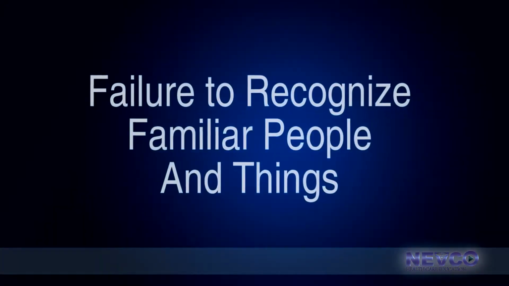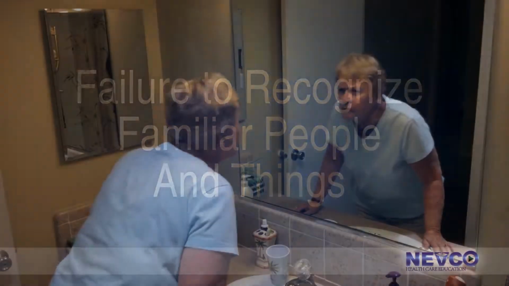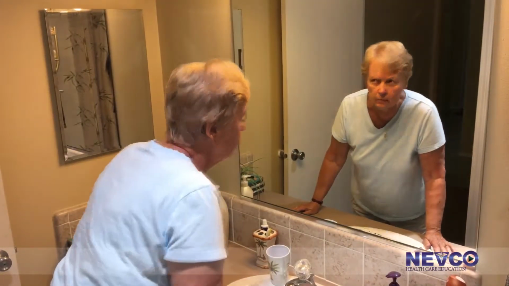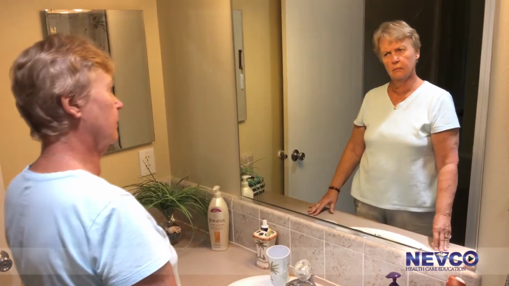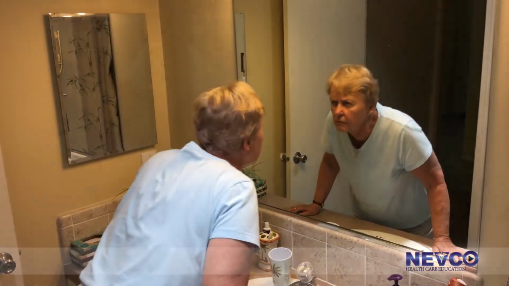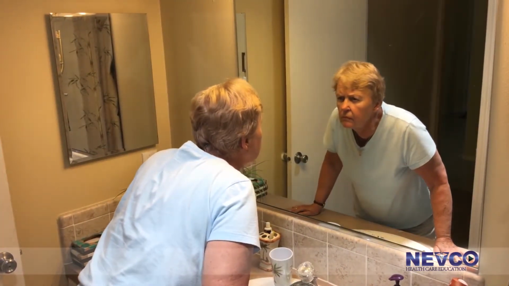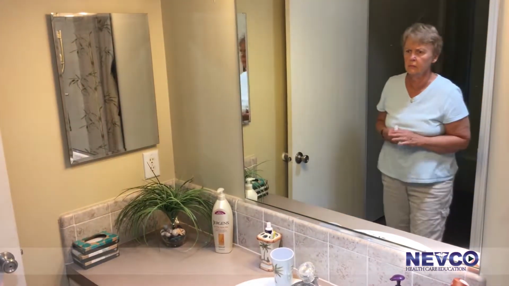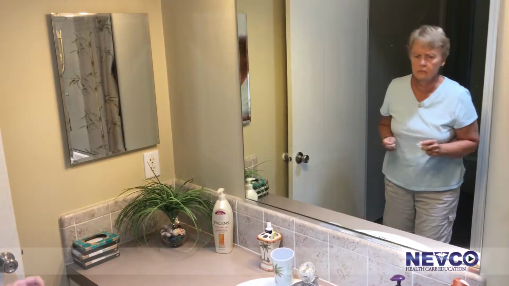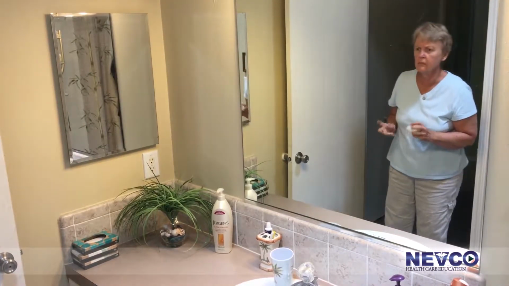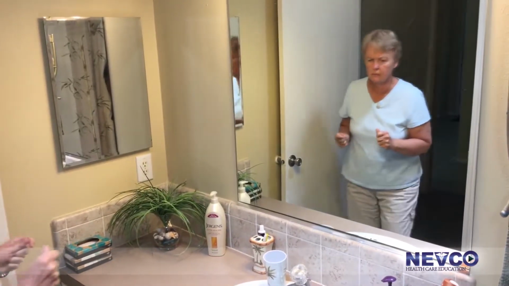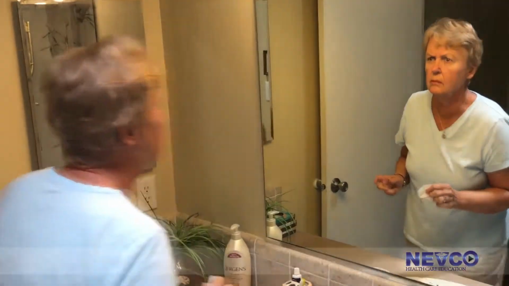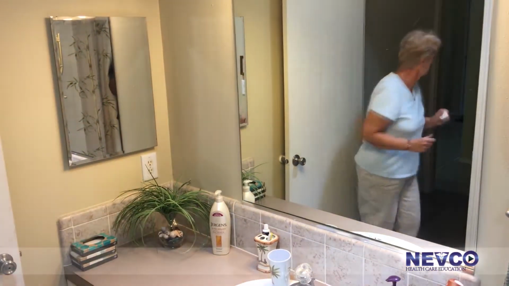Failure to recognize familiar people and things. This behavior becomes more evident in mid to late stage 2. Calling attention to the behavior does not improve the situation and usually starts an argument. Persons with dementia become less capable with increased anxiety or excessive stimulus.